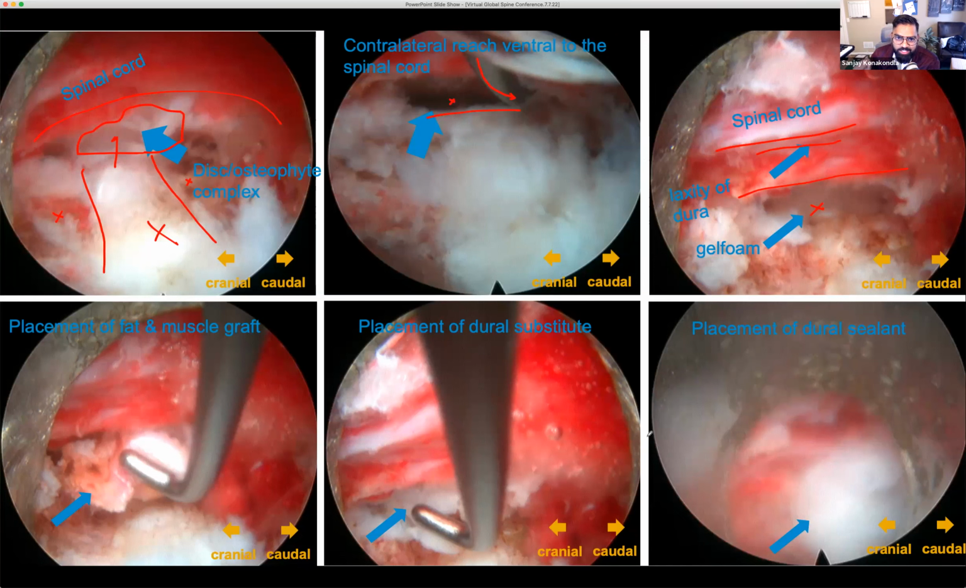It's always tough to get small pieces in there under the continuous irrigation. So we found stopping that irrigation temporarily, putting the material into the place you want to get it to, and then resuming the irrigation for visualization was a nice nuanced technique we did there.